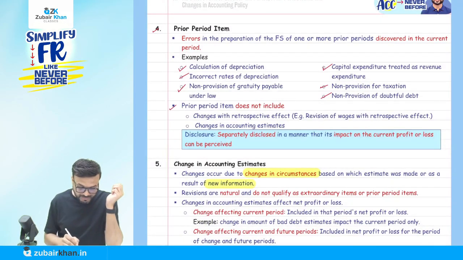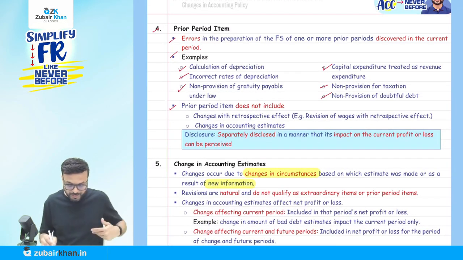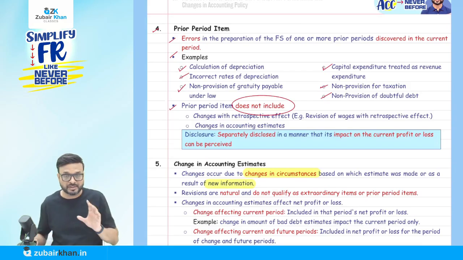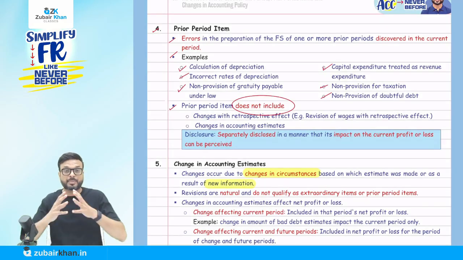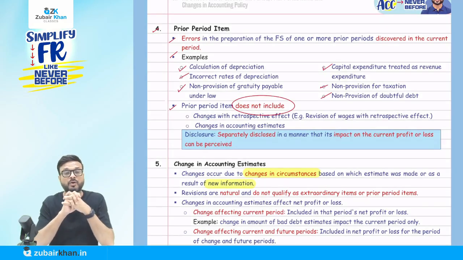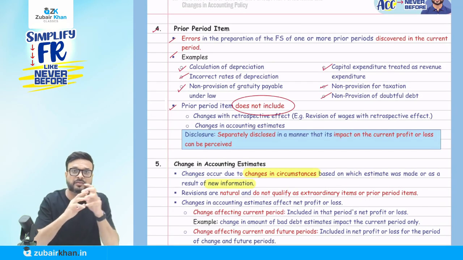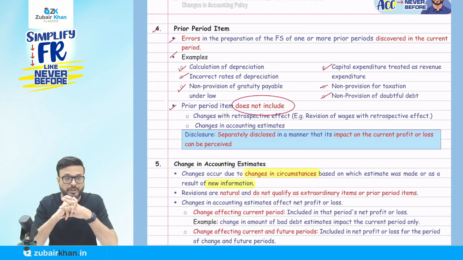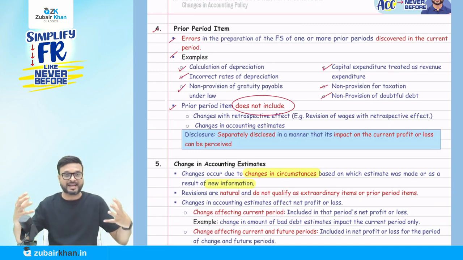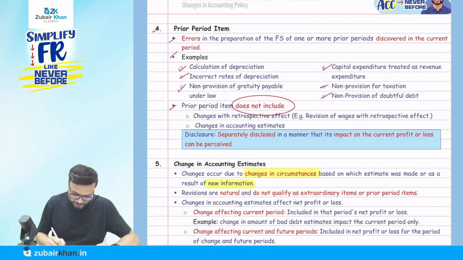Now understand a very important point: what the prior period item does not include. It may look like a prior period item, but it is not. Listen carefully: there are changes with retrospective effect, not as per the law. Suppose in a company, now understand this point, let me give an example here.